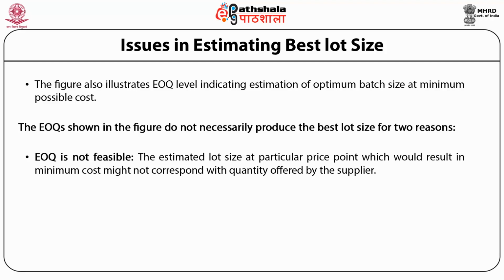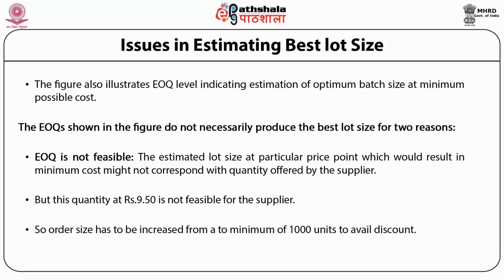For instance, point A in the figure indicates that by buying at price of rupees 9.50 per unit, number of units to be ordered per batch would be less than 1000. But this quantity at rupees 9.50 is not feasible for the supplier. So order size has to be increased from A to minimum 1000 units to avail discounts.